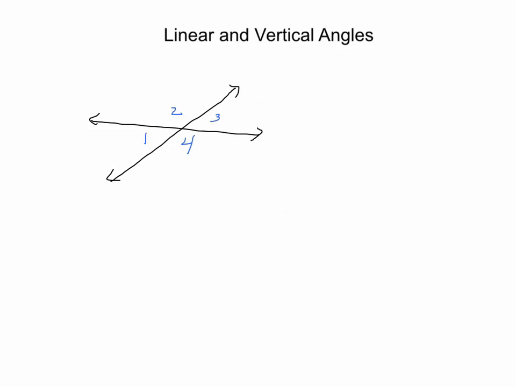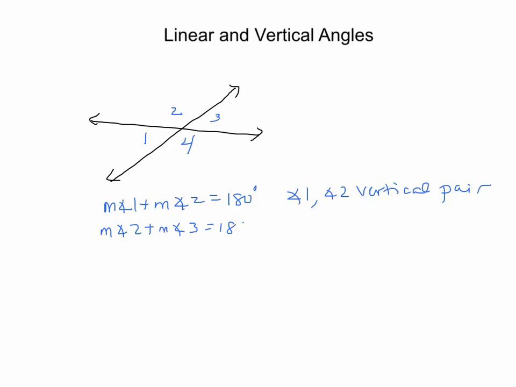So the first thing I'm going to do is note that the measure of angle 1 plus the measure of angle 2 equals 180 degrees. And the reason I know that is because angle 1 and angle 2 are a linear pair. And next, we know that angle 2 and angle 3 add up to 180. So I'm going to write down that. The measure of angle 2 plus the measure of angle 3 equals 180 degrees. And the reason for that is because angles 2 and 3 are a linear pair.